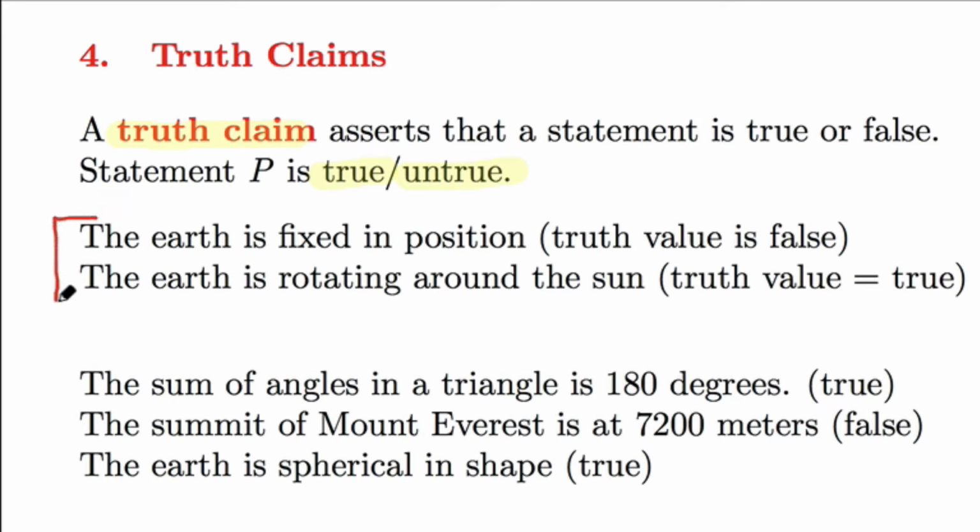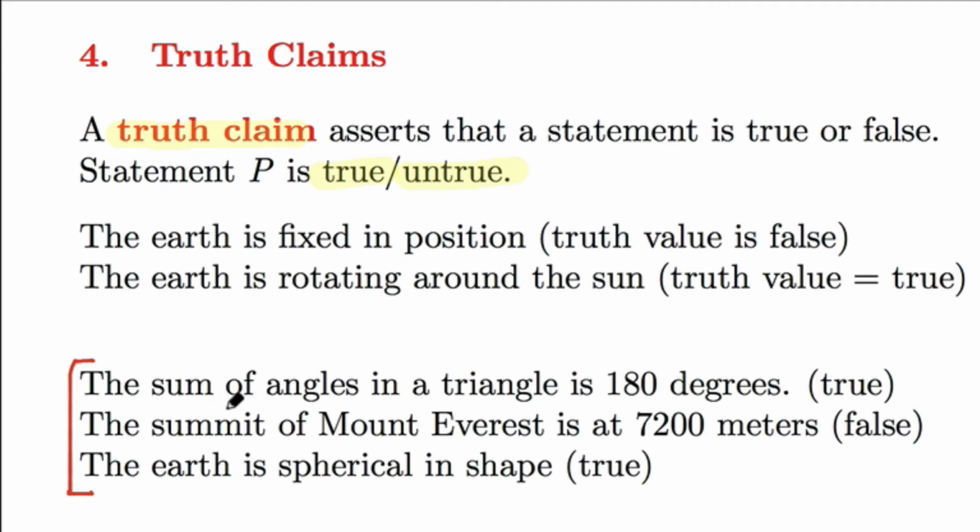For example, in the 1600s, many people asserted that the Earth is immobile. We now know this is incorrect, and this is a truth claim, but the truth value of this claim is false. There were other people in the 1600s that asserted that the Earth is rotating around the Sun, and we would say the truth value of this statement is true.